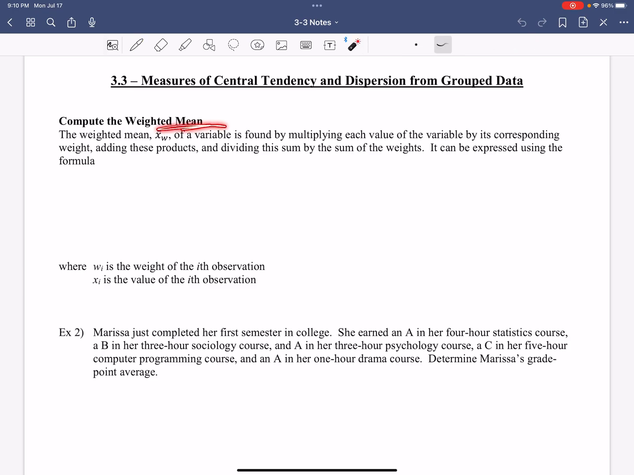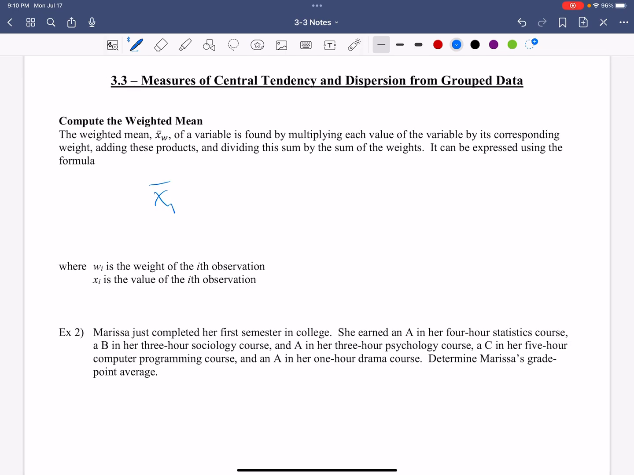So we've already talked about a mean, right? Add them all up, divide them by the total. The same process is happening, except this is weighted. So compute a weighted mean. So that's the symbol. It's X bar, right? Because it's a sample. And then it puts a little W down there at the bottom for it being a weighted mean, okay? Of a variable is found by multiplying each value by its corresponding weight. Add it up, divide it by the sum of the weights. Okay, so it can be expressed using this formula.